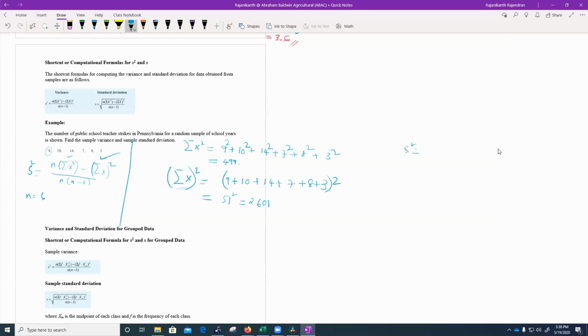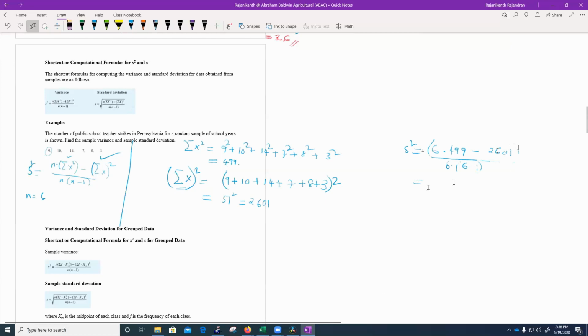Therefore, I'm using the formula s squared equals n, and n is now 6. So 6 times the summation of x squared, which is 499, then subtract the square of the summation of x, which is 2601. Then you have to divide this by n times n minus 1. My n is 6, so 6 times 6 minus 1. Now type this all into a calculator and find the answer.